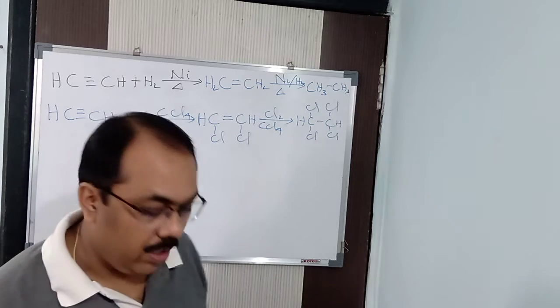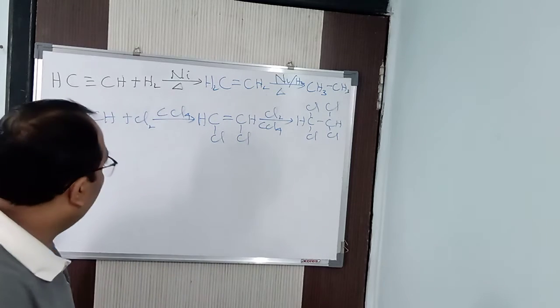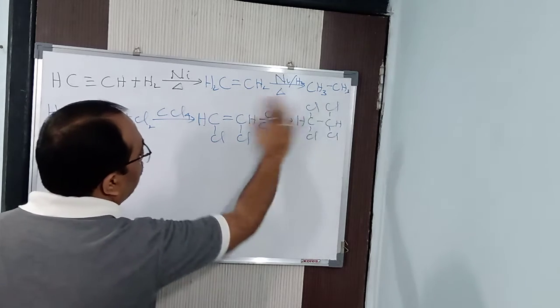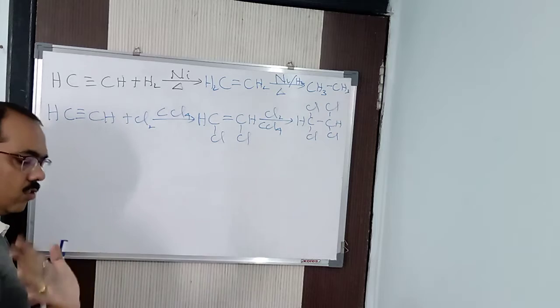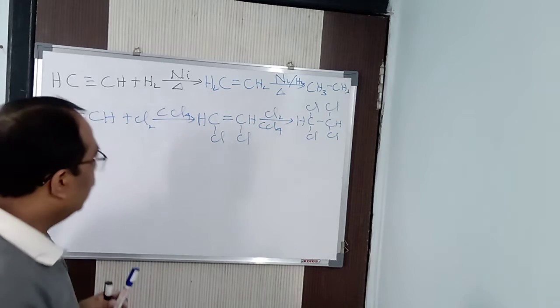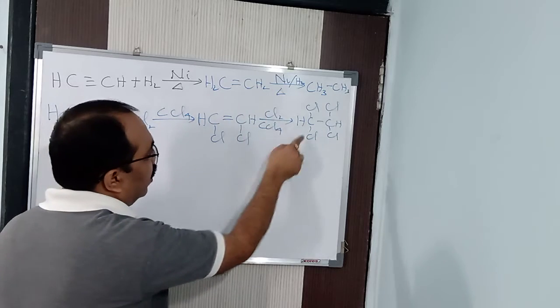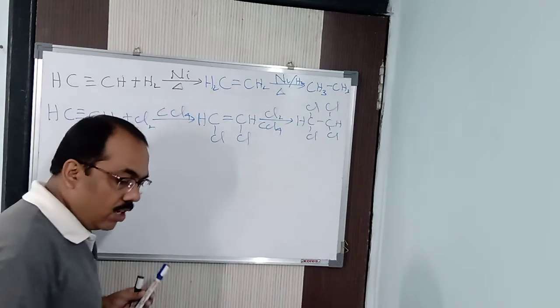Now if you take bromine here, Br2, so all the Br will be there. You can take CCl4, no problem. You don't say CBr4, no. You can take CCl4 but Br2. So it will be 1,2 dibromoethane, and here 1,1,2,2 tetrabromoethane you will be getting.